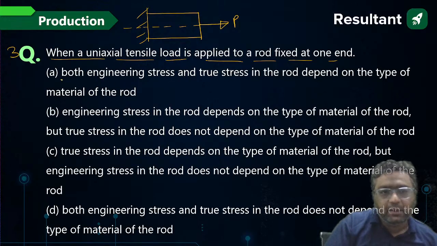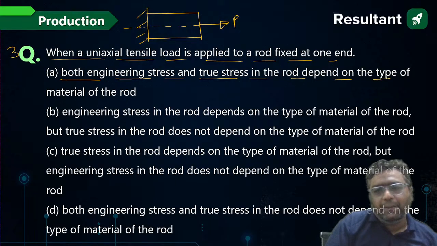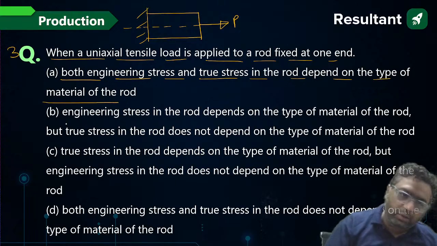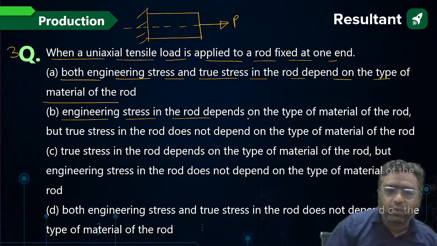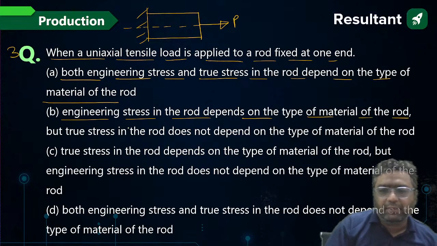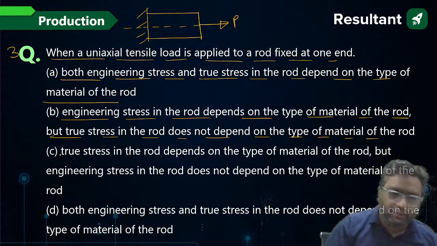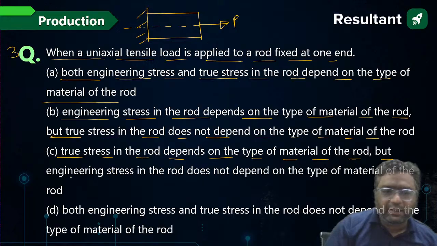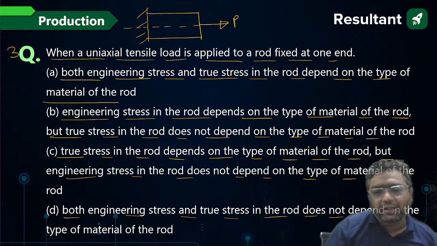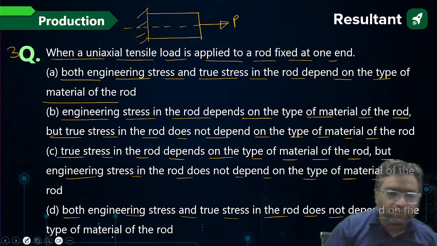The question says: both engineering stress and true stress in the rod depend on the type of material of the rod. Engineering stress in the rod depends on the type of material, but true stress in the rod does not depend on the type of material. True stress in the rod depends on the type of material of the rod, but engineering stress in the rod does not depend on the type of material. Both engineering stress and true stress in the rod do not depend on the type of material.